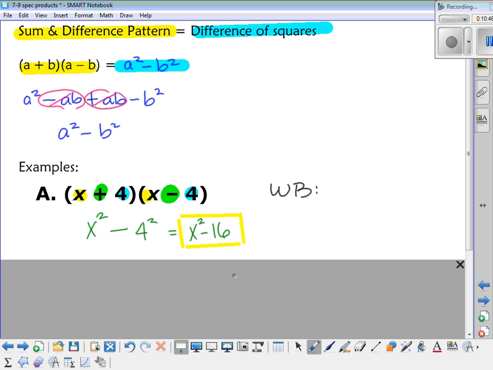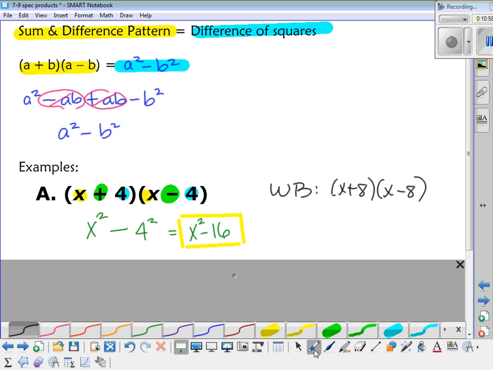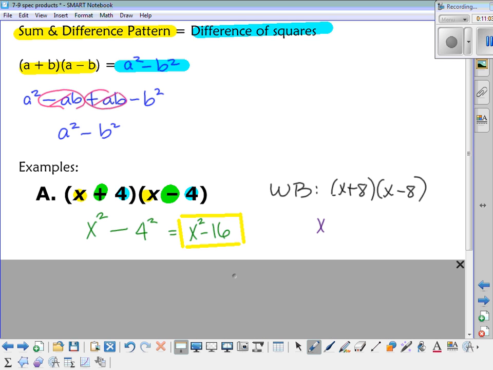All right, so on your whiteboards, I'm going to have you do (x + 8) times (x − 8). Okay, looks like most of you are getting it. I take the x, I square it. I take the 8 and I square it. What's 8 times 8? 64. So the answer is x squared minus 64.